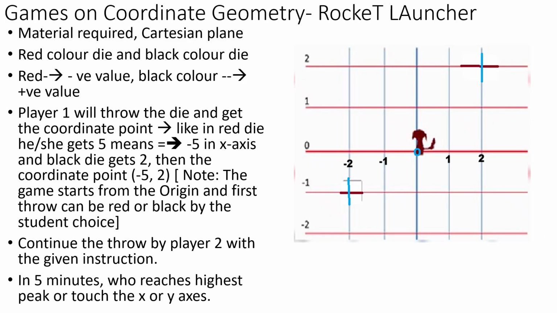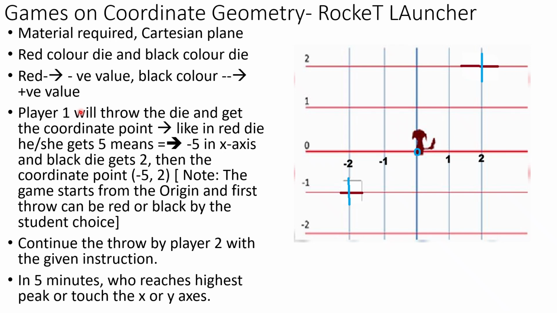So next one is a simple game which we can have along with the students. Material required is a Cartesian plane, that is a graph sheet, well planned with x and y axis to be marked, and this O is also to be marked over here. So we need two colored dice. One is red color, another one is black in color. Red color is negative values, whereas black is positive value.